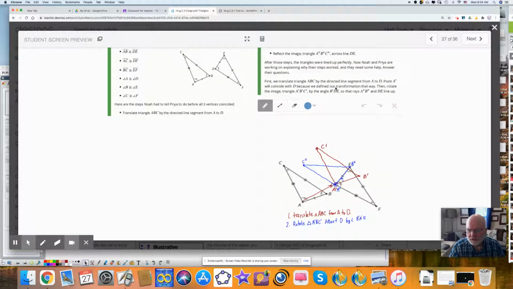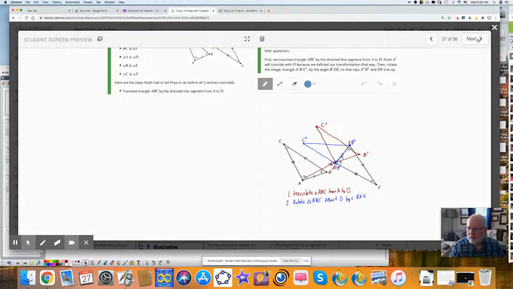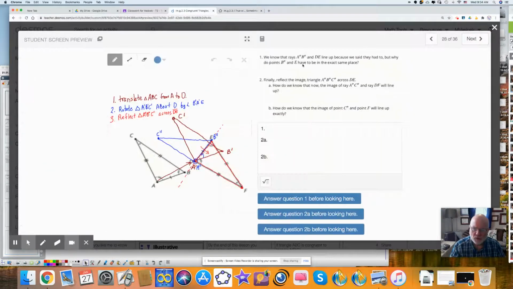answer their questions. So here are the questions. We know that ray A double prime, B double prime, and DE line up because we said they had to when we rotated by this angle. Why do points B double prime and E have to align? Doing the angle is one thing to make sure it's on the same ray, but why does that point have to be at the same distance on that ray?